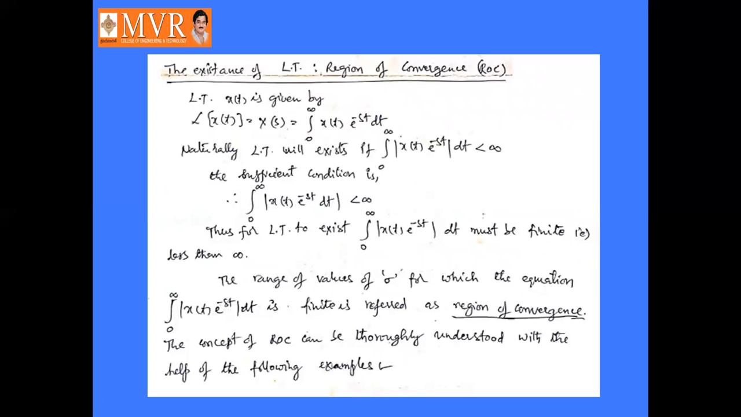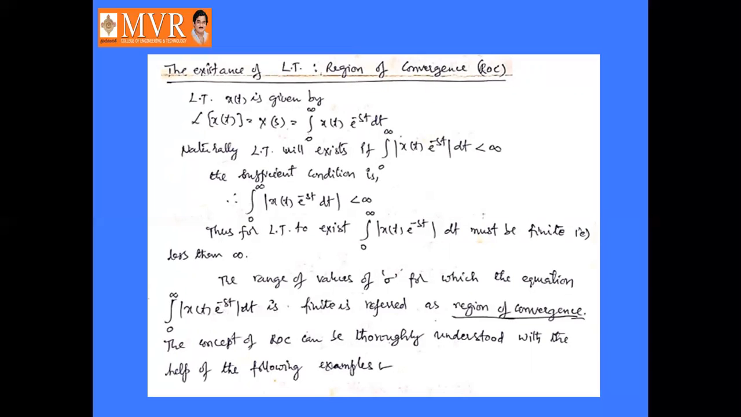Then the existence of the Laplace transform, that is the region of convergence. What is the region of convergence? The Laplace transform of x of t is given by X of s equal to integral from 0 to infinity of x of t into e power minus s t dt, right? So naturally the Laplace transform will exist if integral 0 to infinity of mod x of t into e power minus s t dt is less than infinity. It must be some finite value.